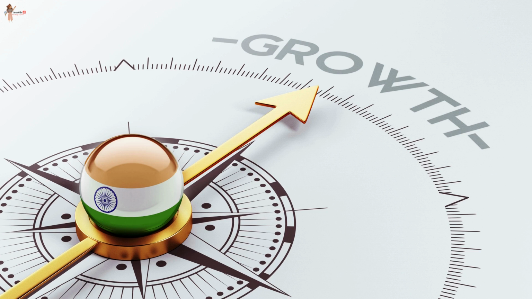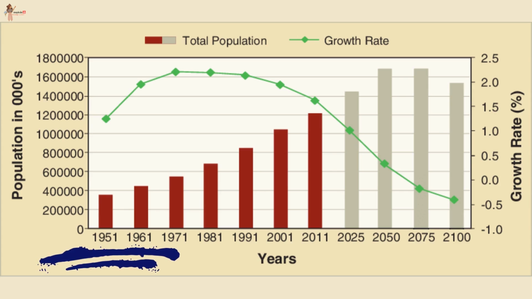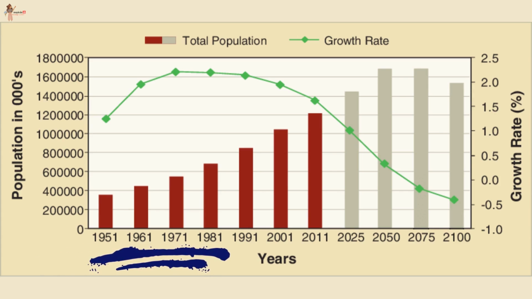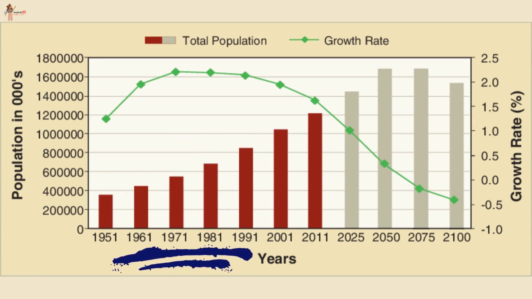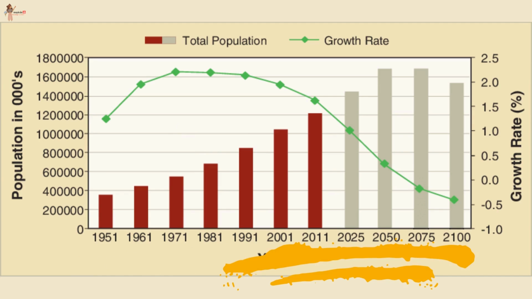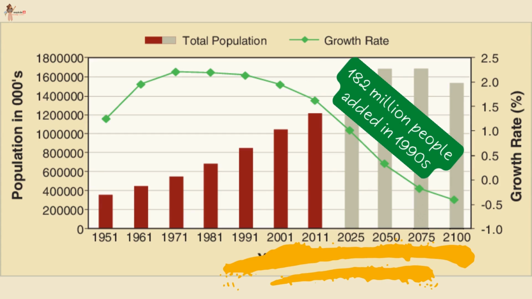India's population has been steadily increasing from 361 million in 1951 to 1210 million in 2011. From 1951 to 1981, the annual rate of population growth was steadily increasing, which explains the rapid increase in population from 361 million in 1951 to 683 million in 1981. Since 1981, however, the rate of growth started declining gradually. During this period, birth rates declined rapidly. Still, 182 million people were added to the total population in the 1990s alone. It was an annual addition larger than ever before.